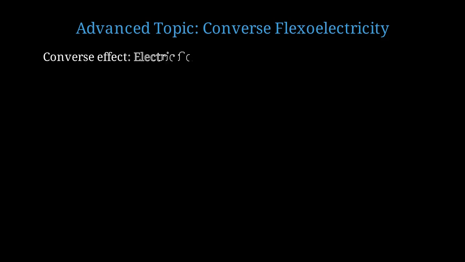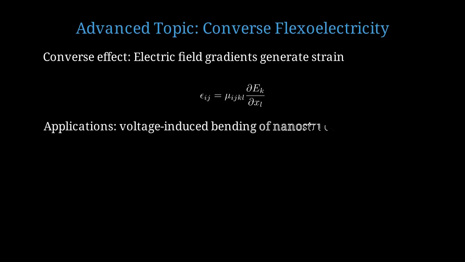We focused on direct flexoelectricity, where strain gradients generate polarization, but the converse effect is equally important. The converse flexoelectric effect describes how electric field gradients can generate mechanical strain in materials. The strain epsilon_ij is proportional to the flexoelectric coefficient mu_ijkl times the gradient of electric field E_k with respect to x_l. This enables voltage-induced bending and shape control of nanostructures, useful for reconfigurable nanodevices and soft robotics at the nanoscale.